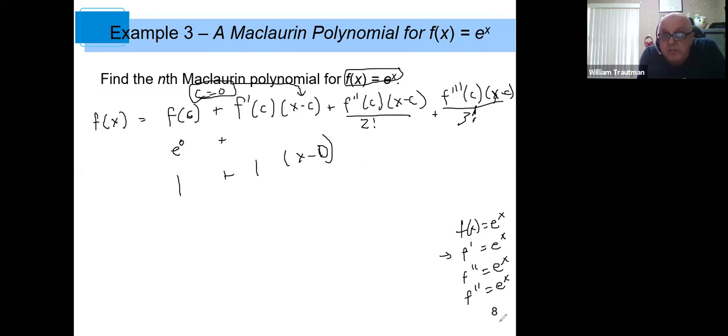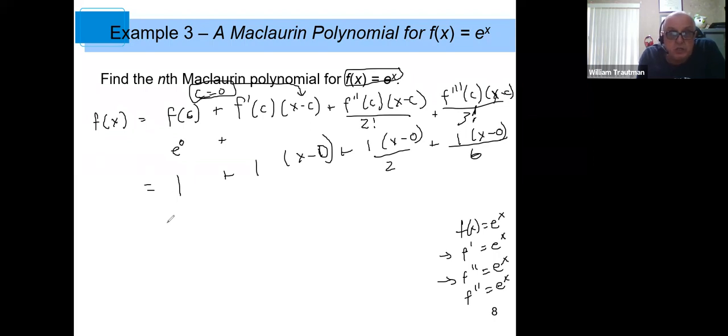Then the second derivative is right here. Plug a 0 into it. E to the 0 power is 1. x minus c is 0, and then 2 factorial. 2 factorial is 2. Same thing here. The third derivative is e to the x, plug 0 in there. You get 1, x minus 0. 3 factorial is 6, and so on and so on.